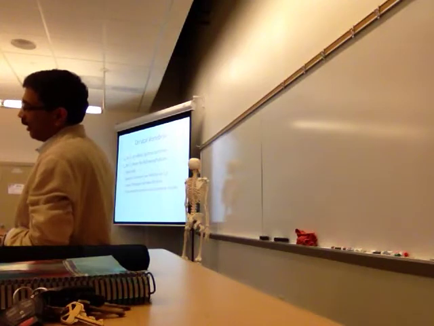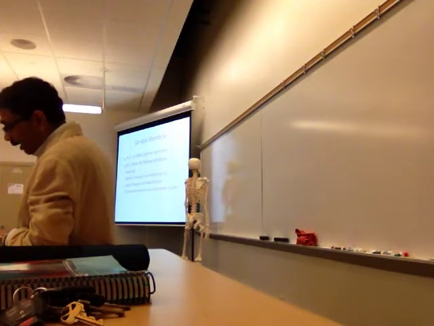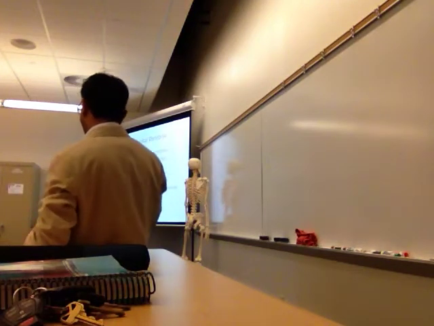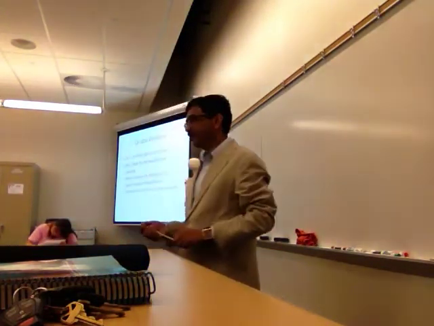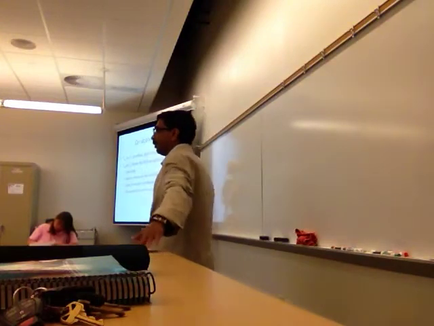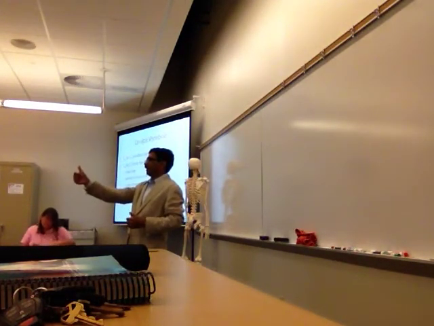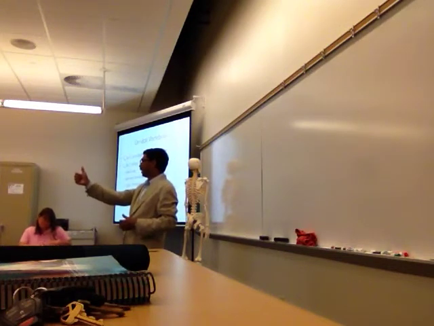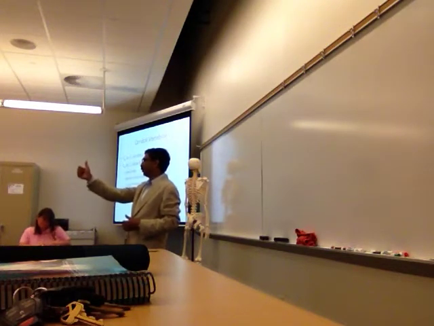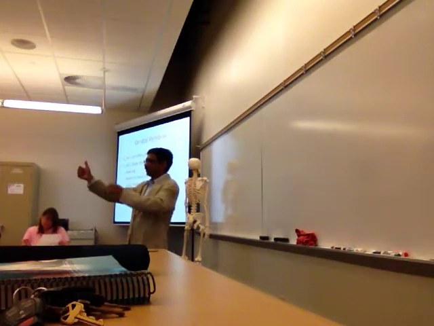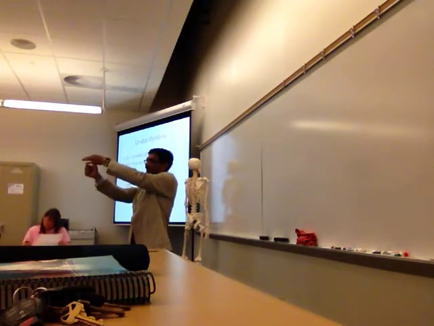So that's the atlas. And the axis is the second cervical vertebra. Why is it called the axis? Because if you see the axis, you will see a finger-like extension going upwards. That is called the dens. From the body of the axis, you will see a structure going up like this, and that is called the dens. And this is the atlas here.